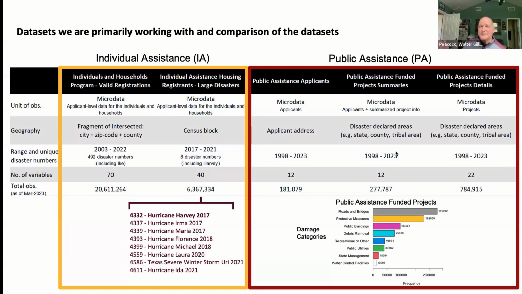The public assistance data has actually three different data sets. One is the application data itself, so it's information about the applicant. Then there's project summary data, and finally detailed data on projects. These have been merged together to create a hierarchical data set, so we can look at the applicant, project summaries, and then the detailed project information as well. The little bar graph gives you an idea of some of the categories funded, and I'll get into more of that in a few minutes.